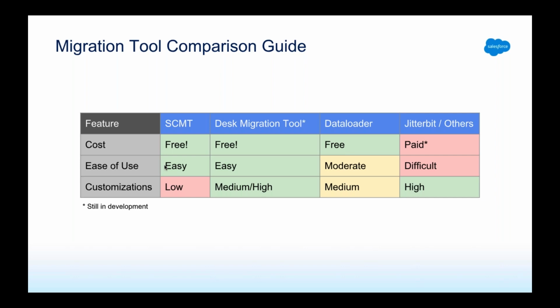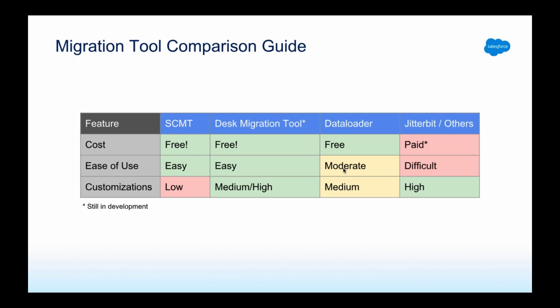As far as ease of use, the data loader is a little bit more difficult to use and can be a little tricky if you haven't worked with it before. I find Jitterbit and other tools to be difficult to use, but the free tools that we have on the App Exchange are pretty easy to use. And then the level of customizations, SCMT has very low customizations, just basically click a button to start. The desk migration tool is the new tool I just demoed, and it has, I would say, a medium to high level of customizations, just because you're able to map users and queues.